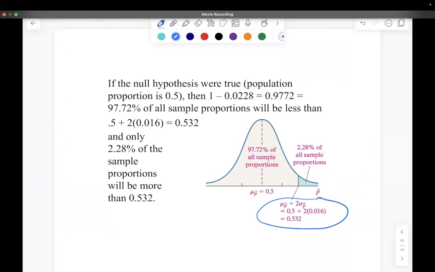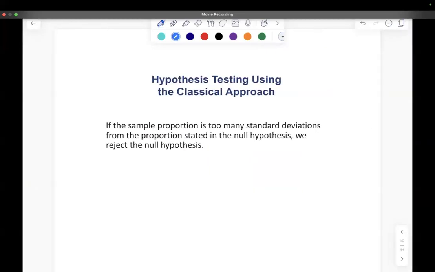So anything that lands out there has a 2.28% chance of happening, and therefore it is statistically significant. It's going to be so much easier when we're mathing it out, but we've got to do all the background stuff first. Okay, we're moving on.